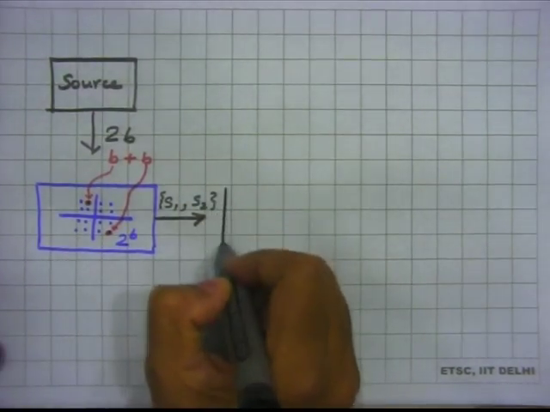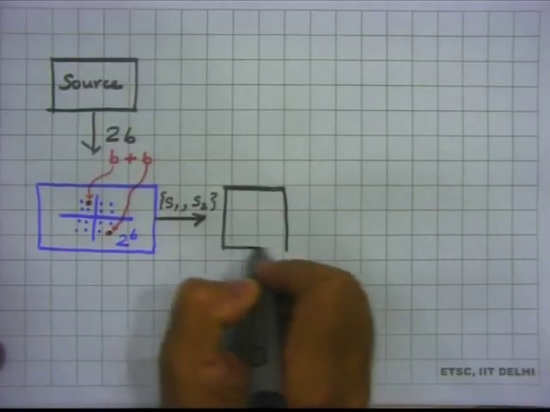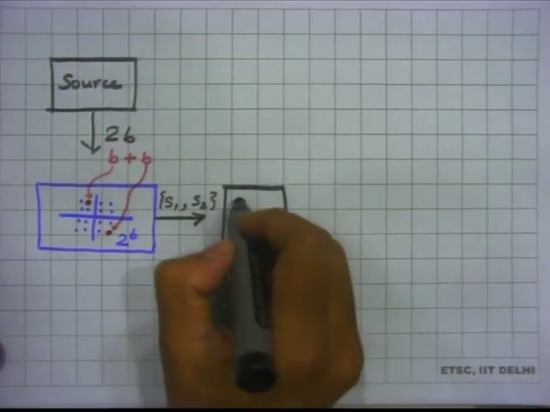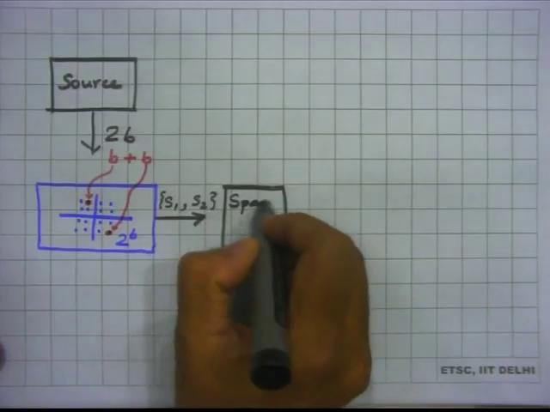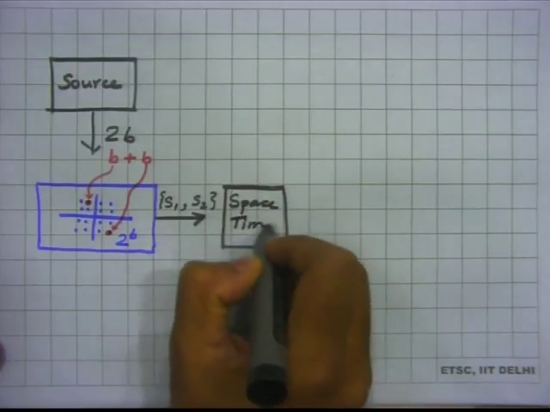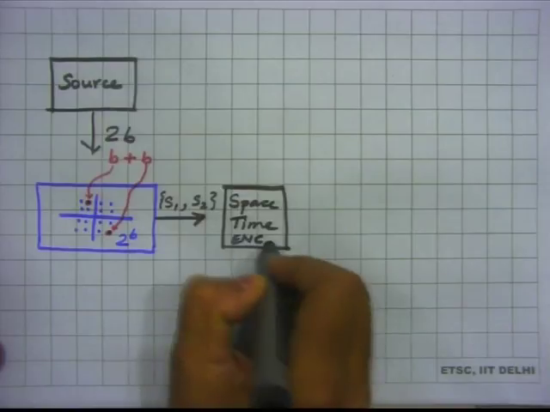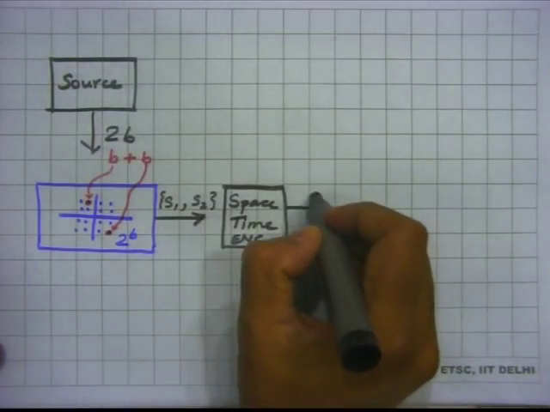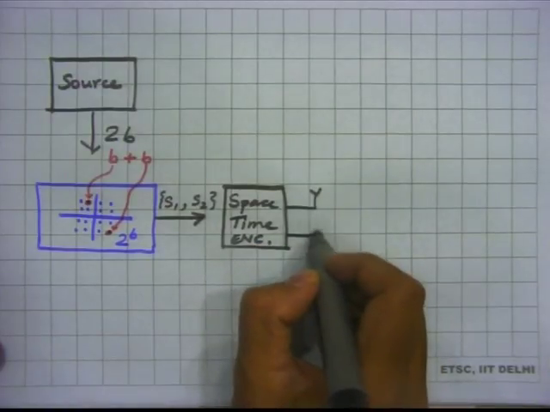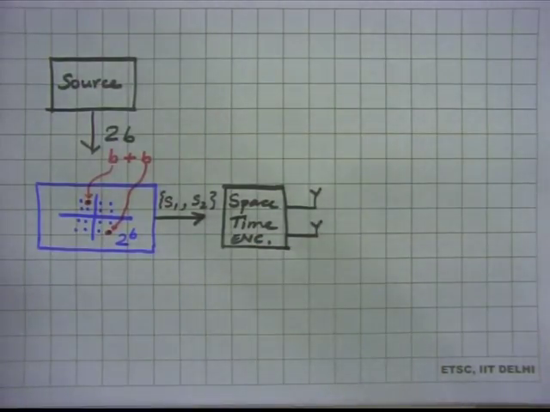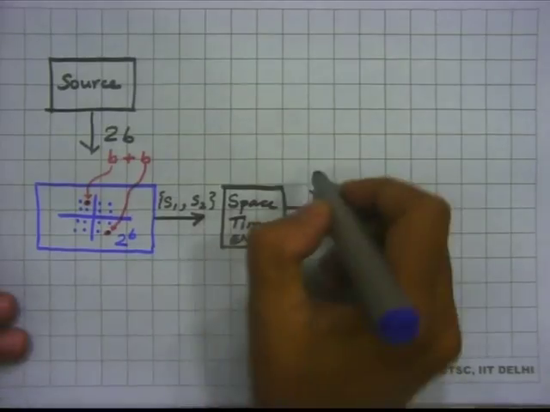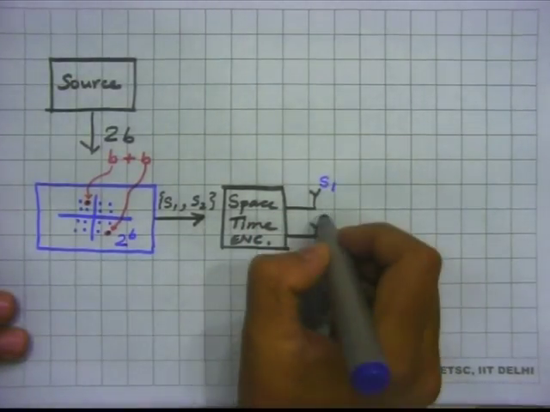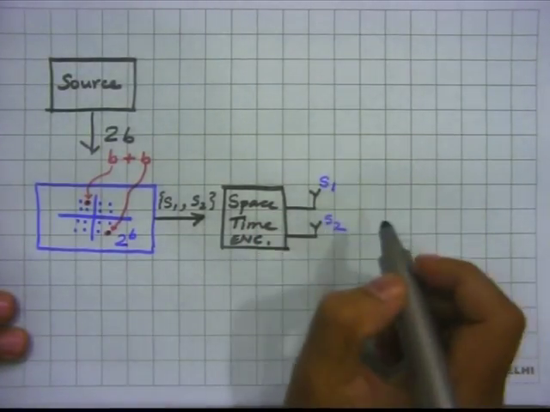This pair has to be sent to the space time encoder. So, this is a space time encoder, and this has 2 antenna elements. And what do these 2 antenna elements do? Well, they have got these 2 symbols S1 and S2. So, they will take S1 and S2 and transmit it out.